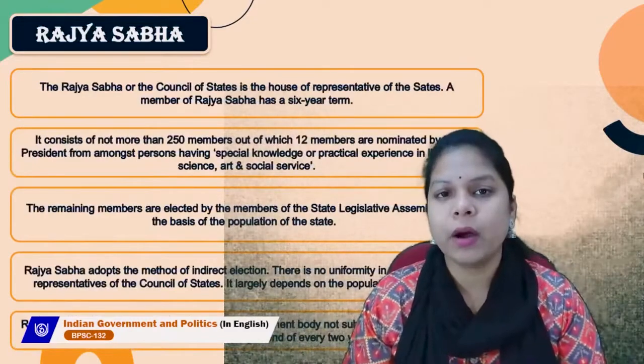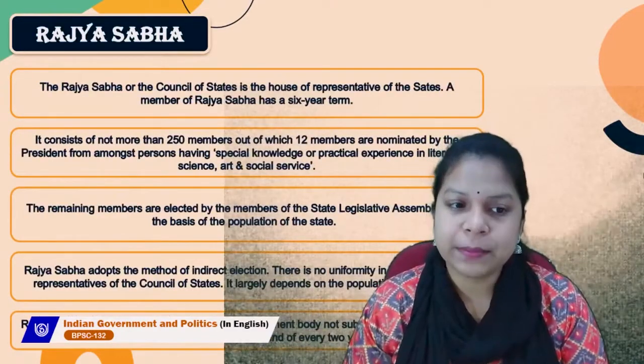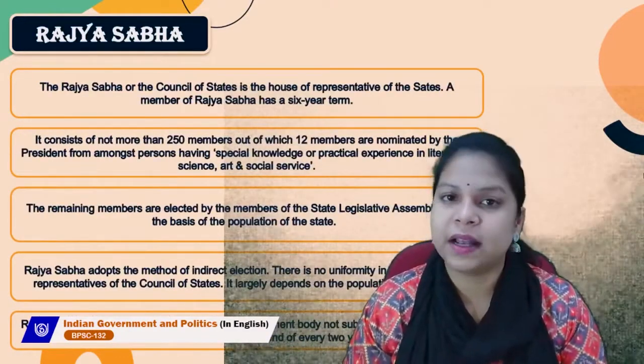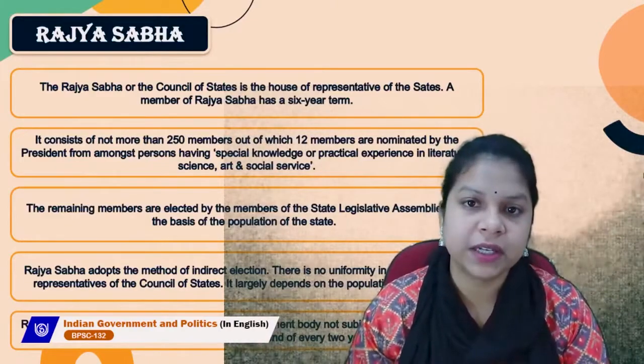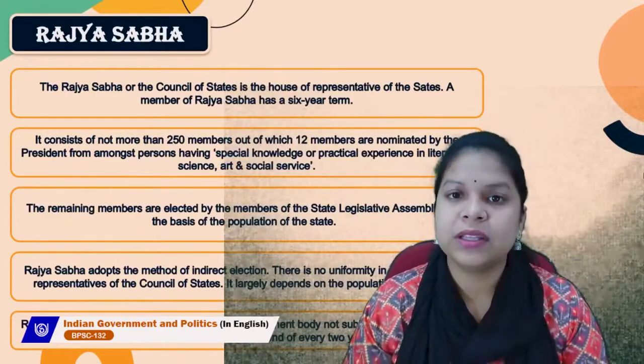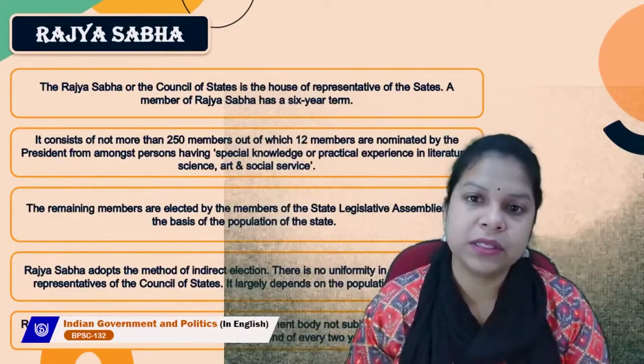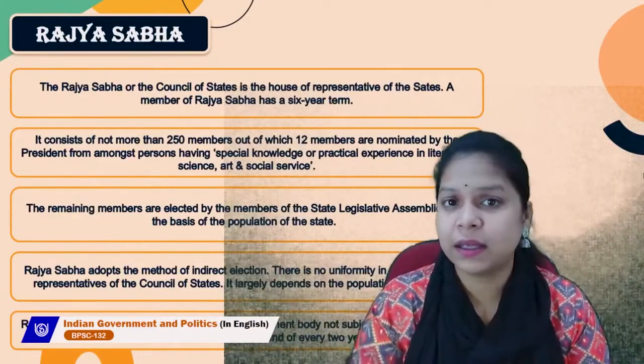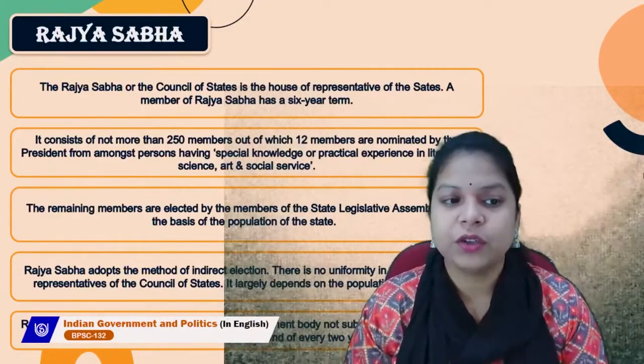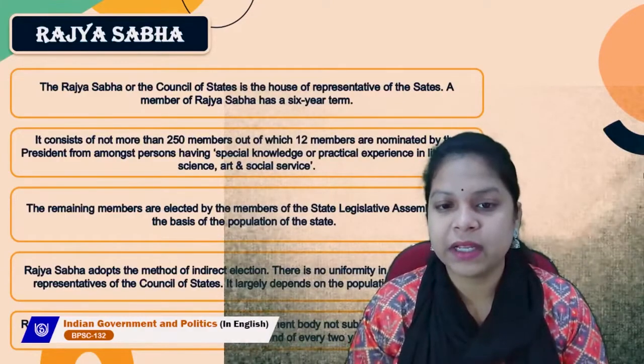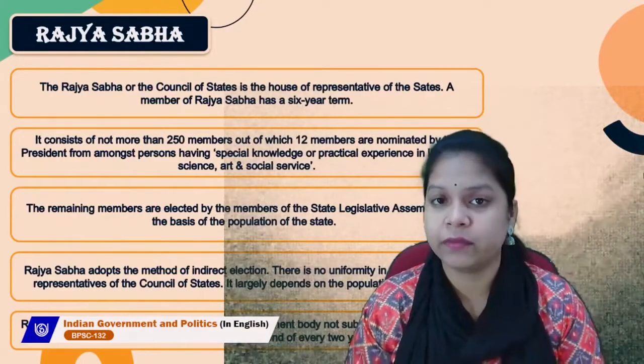Now let's talk about Rajya Sabha, the Council of States. Rajya Sabha is also known as Council of States or Upper House. So these are all the terms simultaneously used by us in respect of Rajya Sabha. The Rajya Sabha or the Council of States is the House of Representatives of the states.